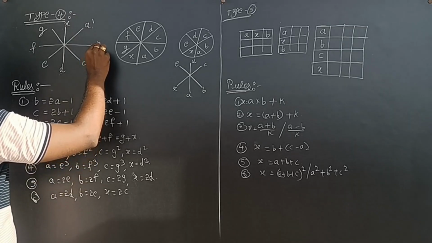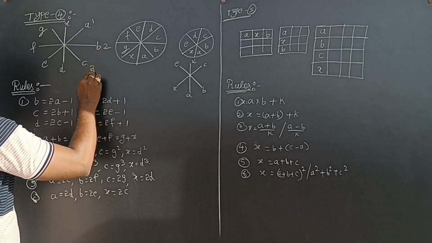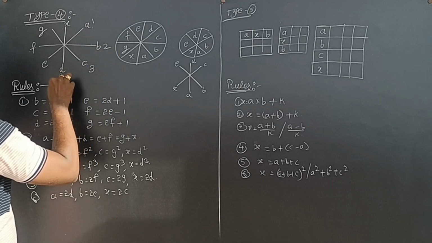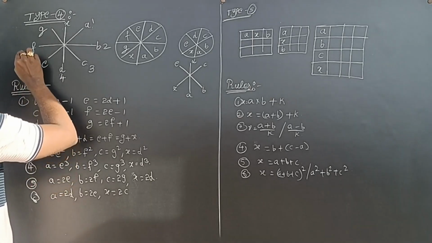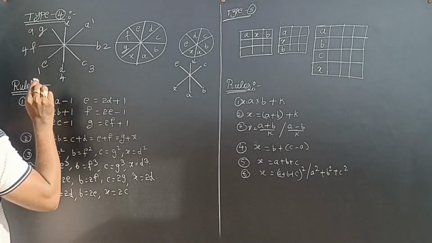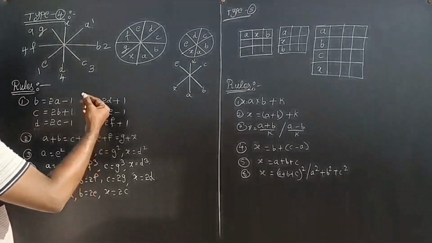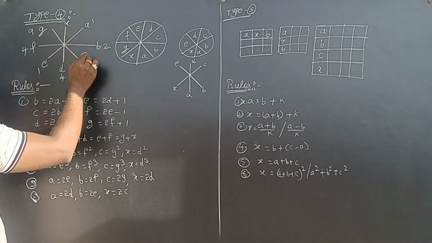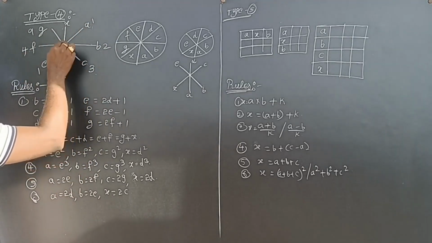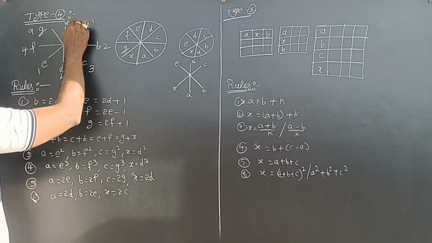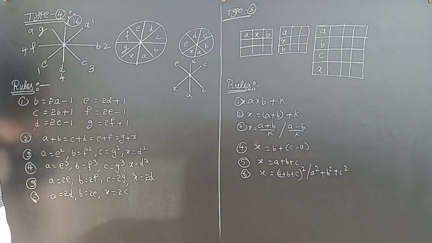1, 2, 3, 4, 1, 4, 9. So then what will be the x? See here, clearly observe. 1 means 1 square, 2 means 2 square, 3 means 3 square 9. So 4 means 4 square, 16 will be the answer.